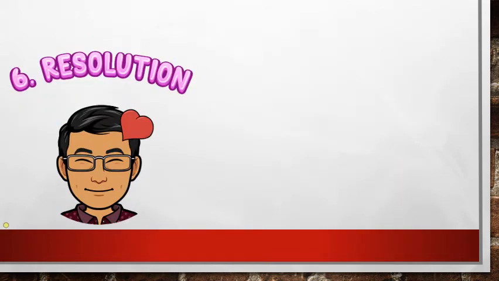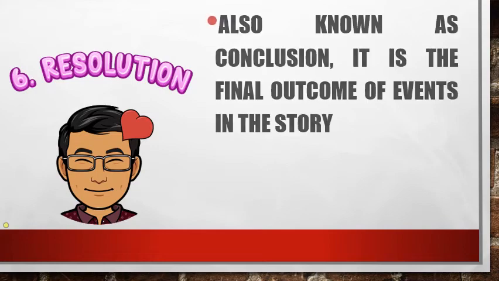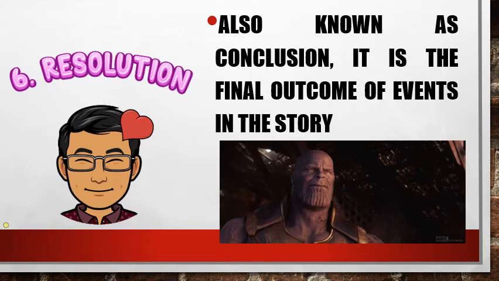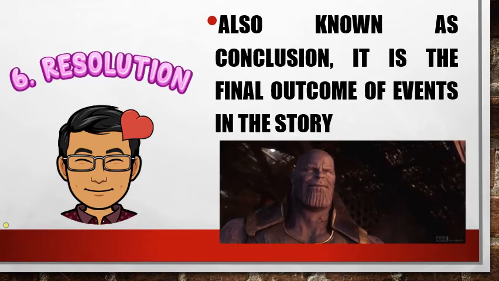The last part is the resolution. Also known as conclusion, it is the final outcome of events in the story. In the final scene of the Avengers, we are seeing Thanos looking at a field. And this shows us that he was somehow content with what he requested for. And that was to eliminate half of the population of the universe. But of course, this movie has a continuation entitled Avengers Endgame.